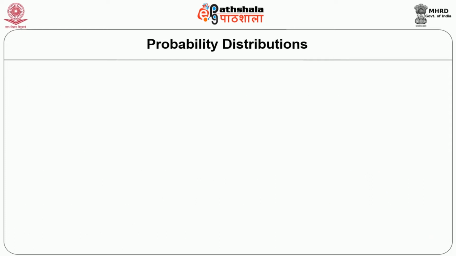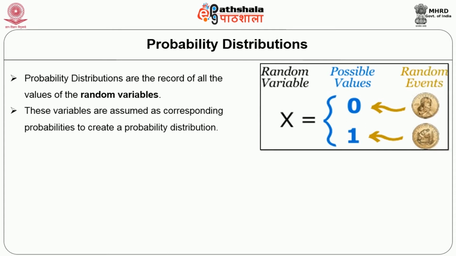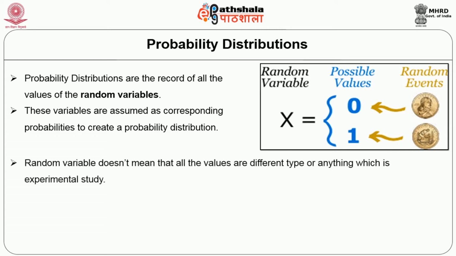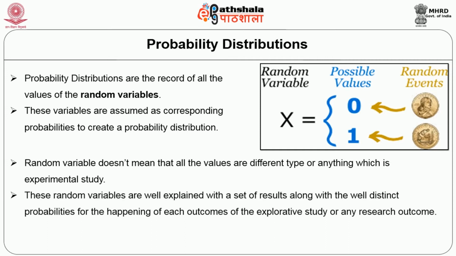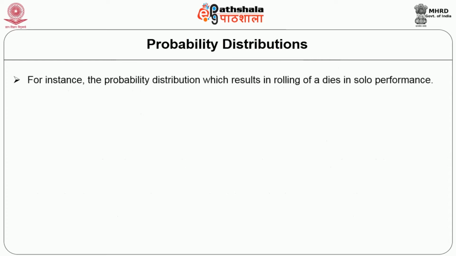Now let us understand in detail what probability distribution deals with. The probability distribution is the record of all the values of random variables, with corresponding probabilities, to create a probability distribution. Random variable doesn't mean that all the values are of a different type or anything experimental. These random variables are explained with a set of results along with distinct probabilities for the happening of each outcome of the exploratory study or any research outcome. Here, the term random refers to the fact that the outcome happens by chance of occurrence of the event.